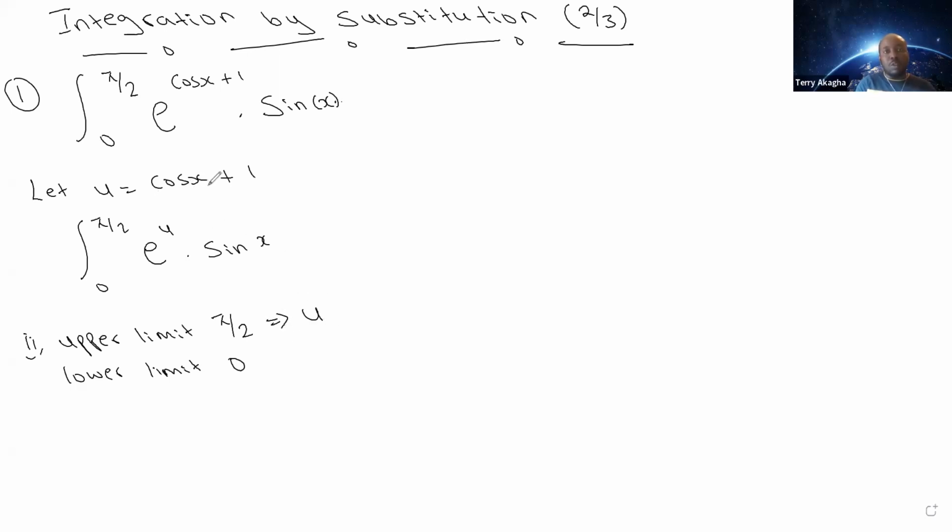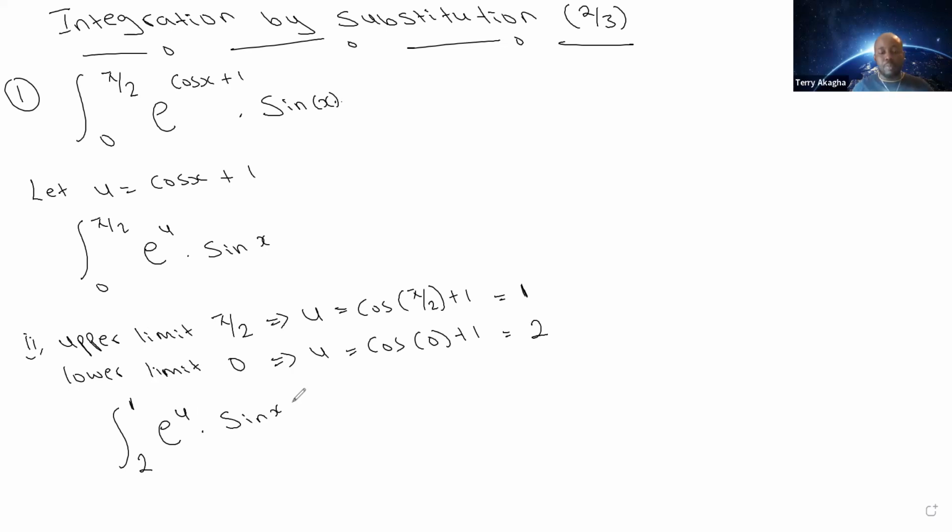We know u is cos x plus 1. So u is going to be equal to cos pi over 2 plus 1. And cos pi over 2, that's cos 90, which is 0, and that will give you 1. And for the next one, cos 0 plus 1 will give you 2. So that means I can rewrite this again to be, the upper limit here is 1, and the lower limit is 2, and we have exponential u sine x.